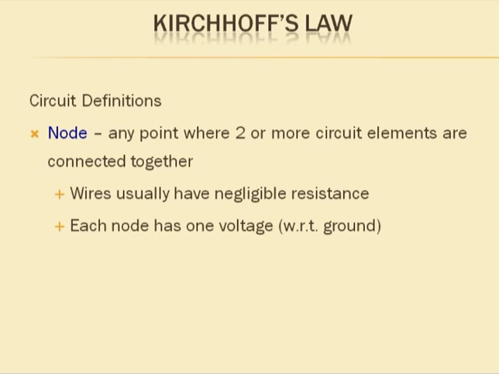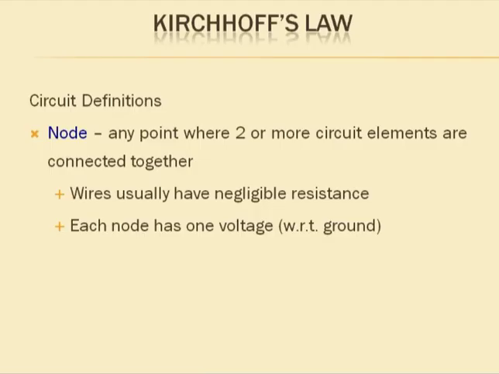Now whenever we define the node, we can measure the voltage at that particular node. The voltage at a particular node means that if we connect a voltmeter on the node and connect the second terminal of the voltmeter with the ground, it will show the potential difference between that node and the ground, and this potential difference is known as the voltage of that node. So each node has one voltage.